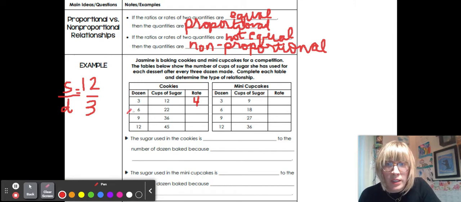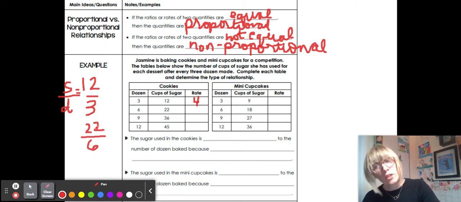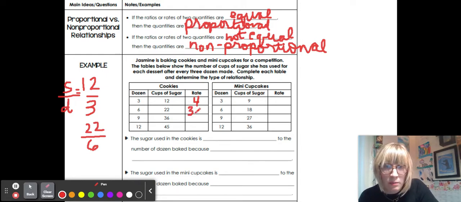Let's do another one. Sugar divided by the dozen. So let's say 22 divided by 6. When you do 22 divided by 6, you end up getting 3.666666, repeating. So we can put that little hat on it. Okay, let's do another one. 36 divided by 9 gets us 4. And 45 divided by 12 gets us 3 and 75 hundredths, or 3.75.